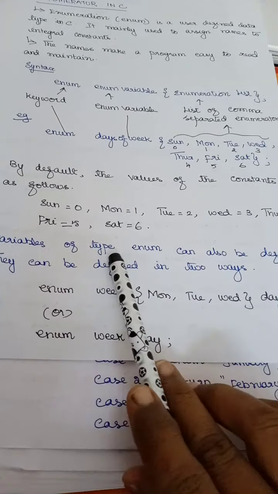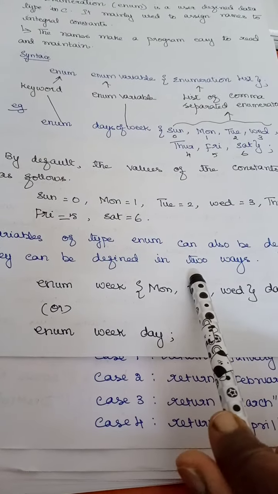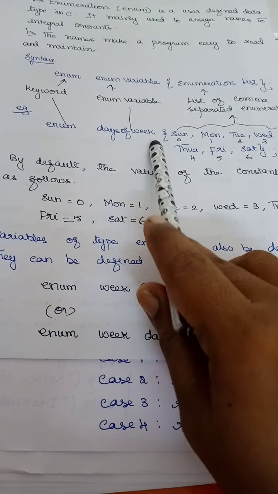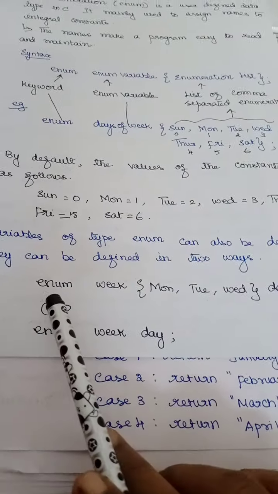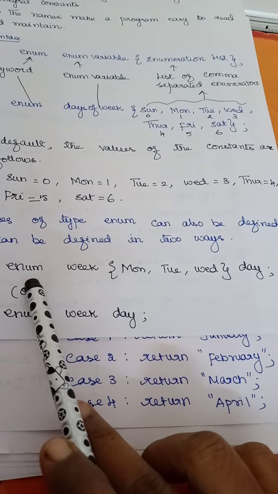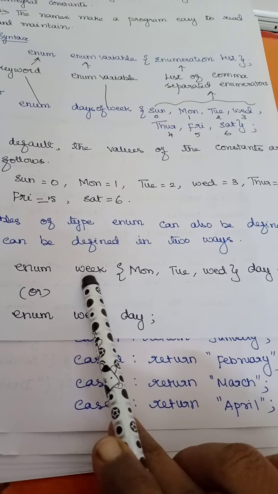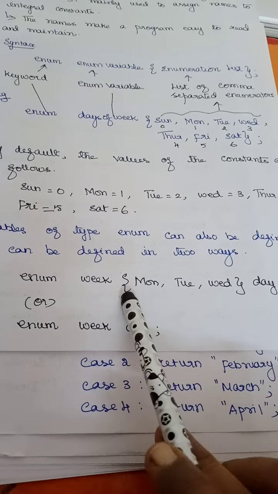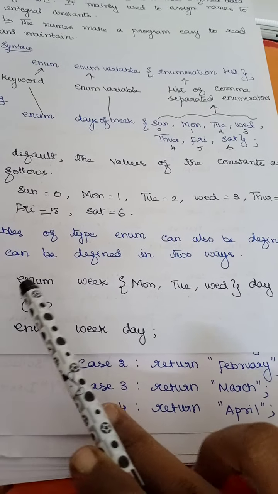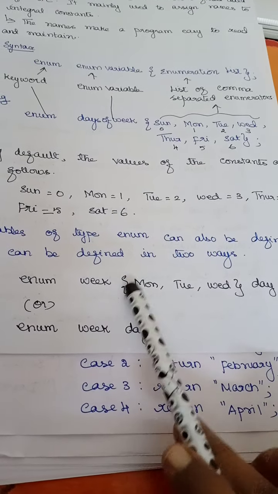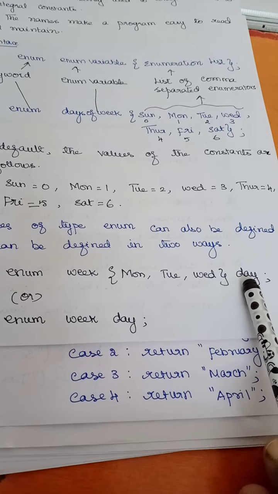Now, variables of type enum can also be defined, and they can be defined in two ways. Here I can declare the variable for this particular enum type. How to declare the variable here? Here I have our example enum. This is going to be my enum name, and here I can declare the variables of type week. Is that clear? So enum week, then I have curly braces, then a space followed by my variable.